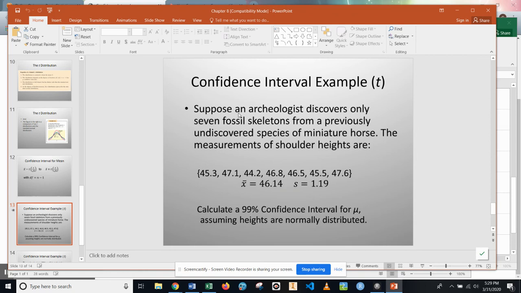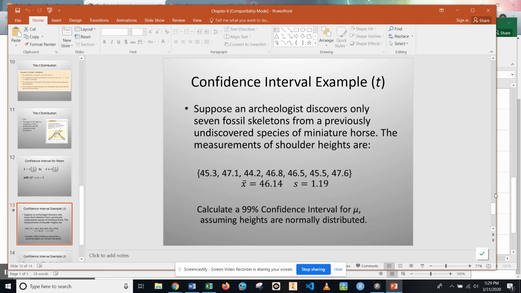So let's look at an example. This could be an example where you're given the values. We've got 7 different values. These are just skeleton sizes, I think, shoulder heights. We have a mean, we have a sample standard deviation. So normally I have the class go into Excel and calculate the mean and the standard deviation. I won't ask you to do that on any quiz or test. You'll be given those. But then I'm asked to find a 99% confidence interval.